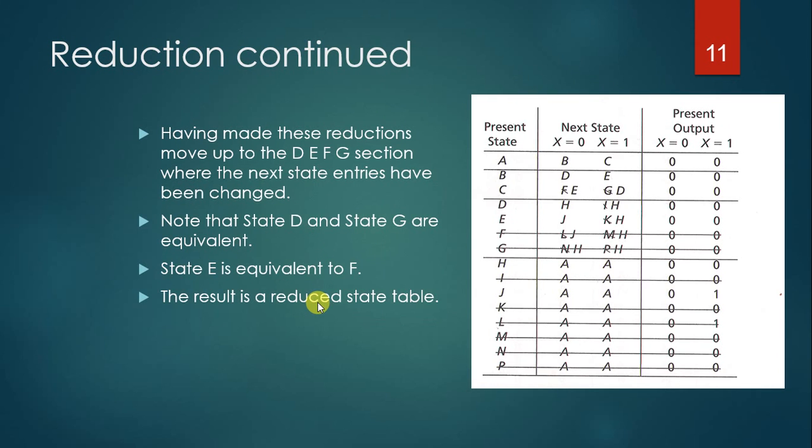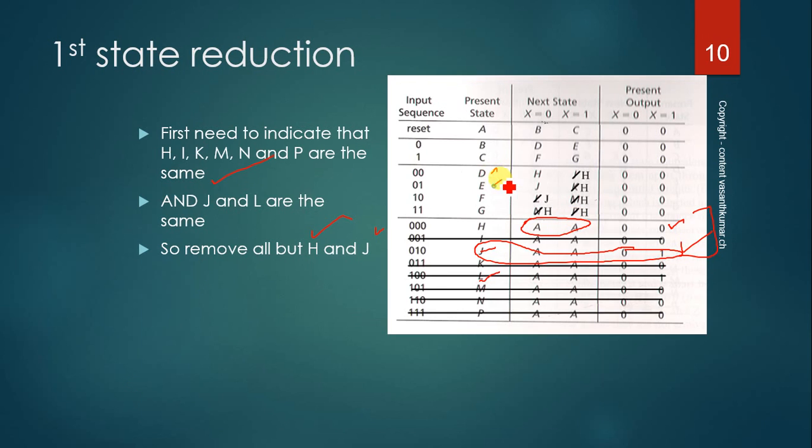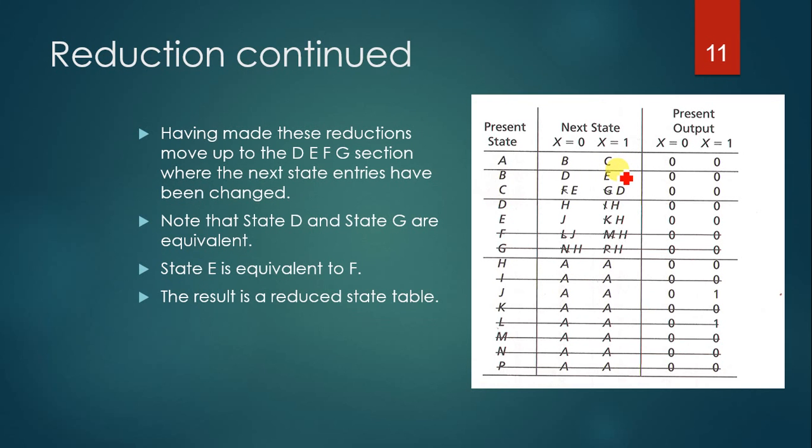Second thing is reduction has to be continued. Okay, having made these reductions, move up to the DEFG section. That is, in this case, D, E, F and G. Let us check this table. D, E, F and G. In this case, what is the output? The present state output. This is also the same. So eliminate them also.